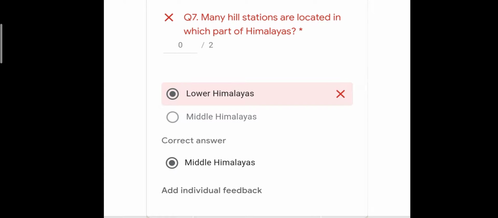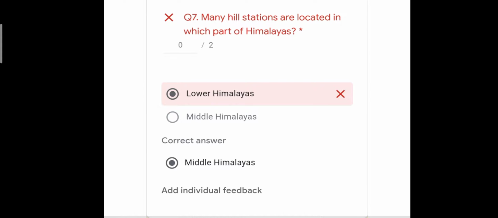Now question number 7 is, many hill stations are located in which part of Himalayas? So in this question, children, the correct answer is middle Himalayas. Many hill stations are located in middle Himalayas or Himachal, and it has very beautiful hill stations like Mussoorie, Shimla, Darjeeling, Nainital.